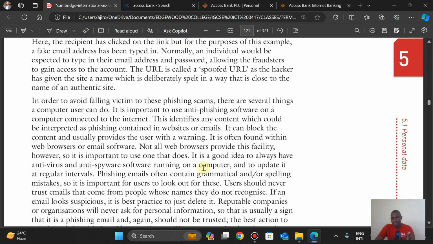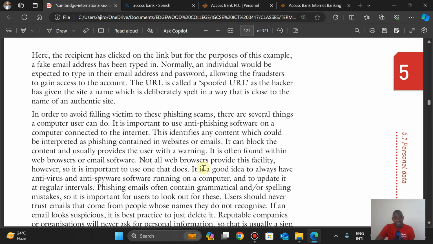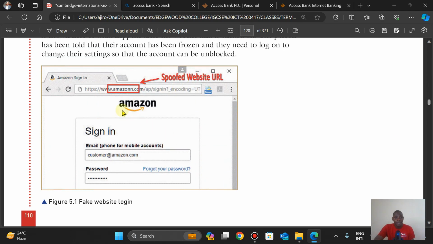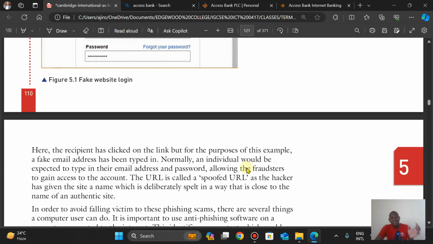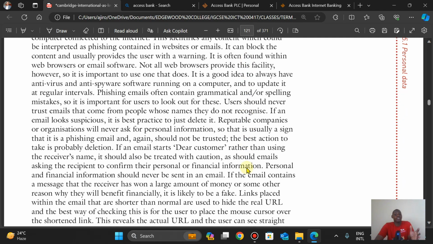Another thing about phishing emails, they often contain grammatical or spelling mistakes. We saw that here. That is the way to distinguish it from the real one. Okay, it's important to look out for this.